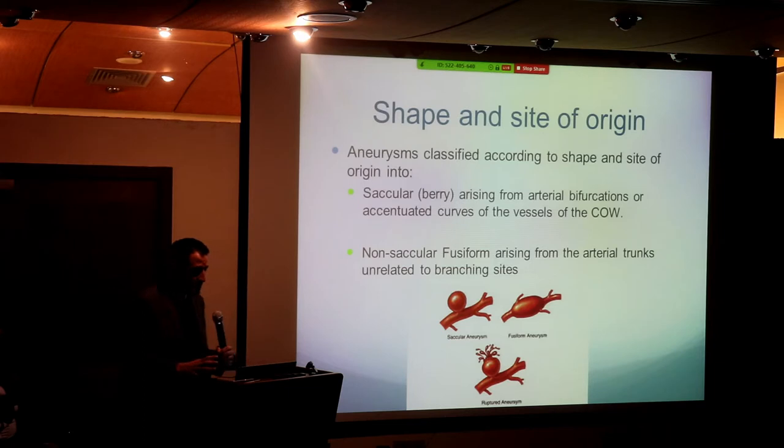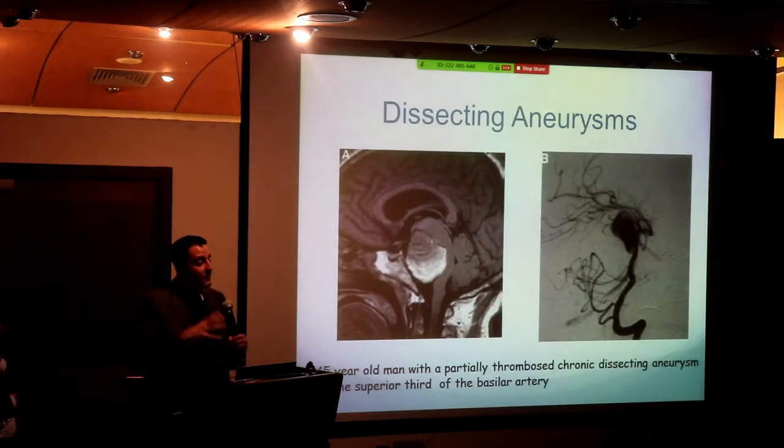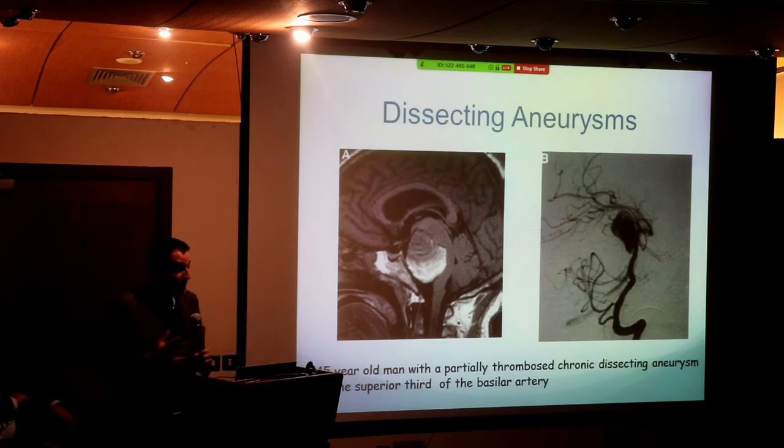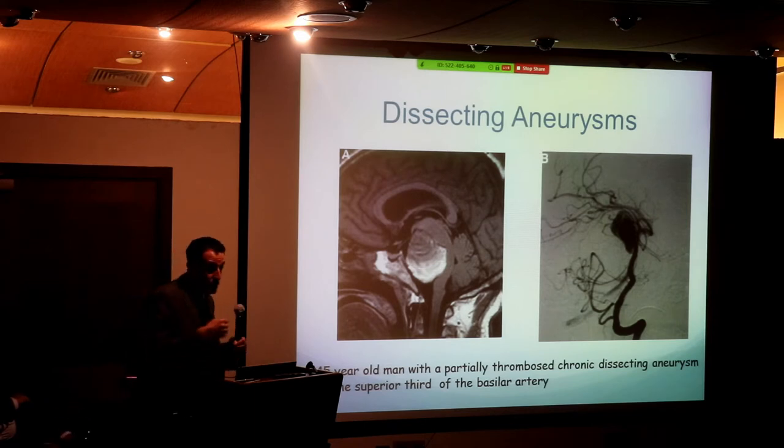Shape, they come in different shapes, but in general, you have either the saccular, a ball, or a fusiform dilatation of the artery. However, there are a lot of different shapes. These are the common ones, but if you think of dissecting aneurysm, they come in so many different shapes. Essentially, you have a tear in the media where the blood forms there and starts expanding. In the acute phase, it causes subarachnoid hemorrhage. In the chronic phase, the enlargement starts pushing on nerves and causing pressure symptoms.